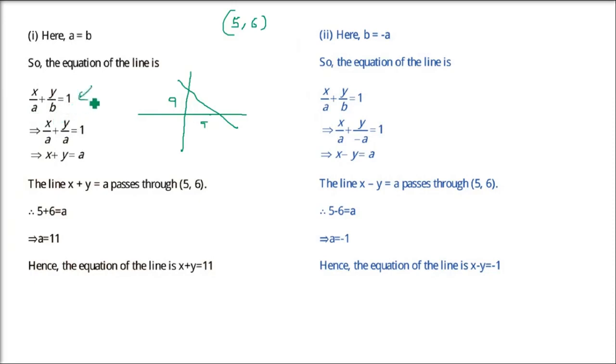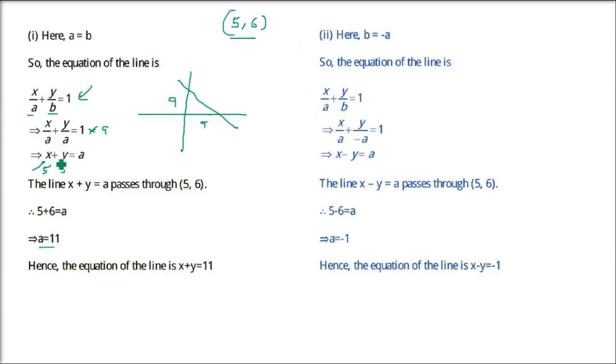So x by a plus y by b, that is x by a plus y by a, in place of b you are going to put a. Multiply it by a, and for the total equation you get x plus y equals a. This is your equation. Now this line is passing through (5, 6), so (5, 6) is going to satisfy this equation. Put x as 5, y as 6.